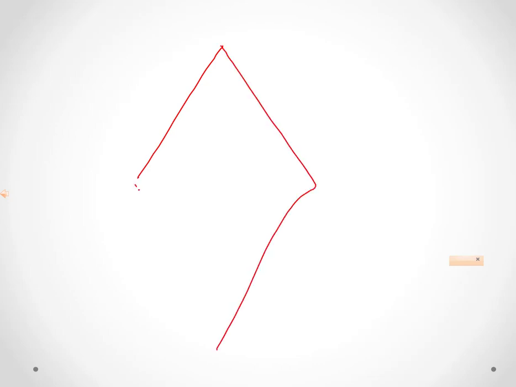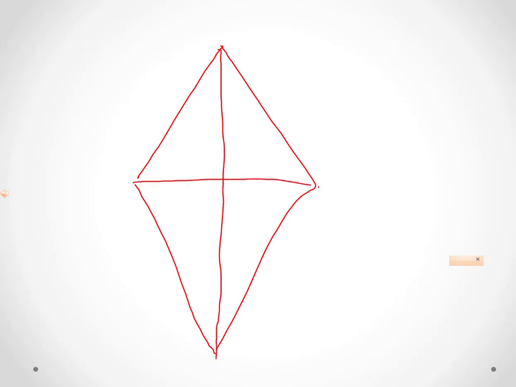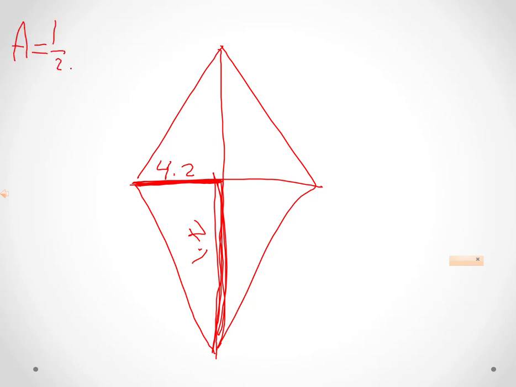I will tell you that the length of this part only of the diagonal equals 4.2, and the length of this part of the diagonals equals 7.1, and I want you to get the area of the rhombus. Okay, to get the area of the rhombus we have to write the rule of area. We have a part of the diagonal, so we write half by D1 by D2.